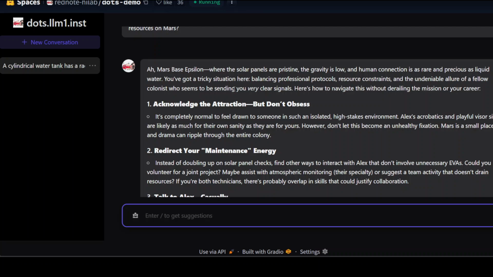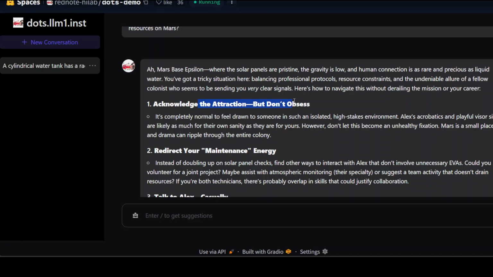It is saying Mars base Epsilon, where the solar panels are pristine, the gravity is low, and human connection is rare. So it is understanding the situation, and it is telling me it's a tricky balancing of this professional protocol with the undeniable allure of a fellow colonist. So you see, it has very, very fine language skills.